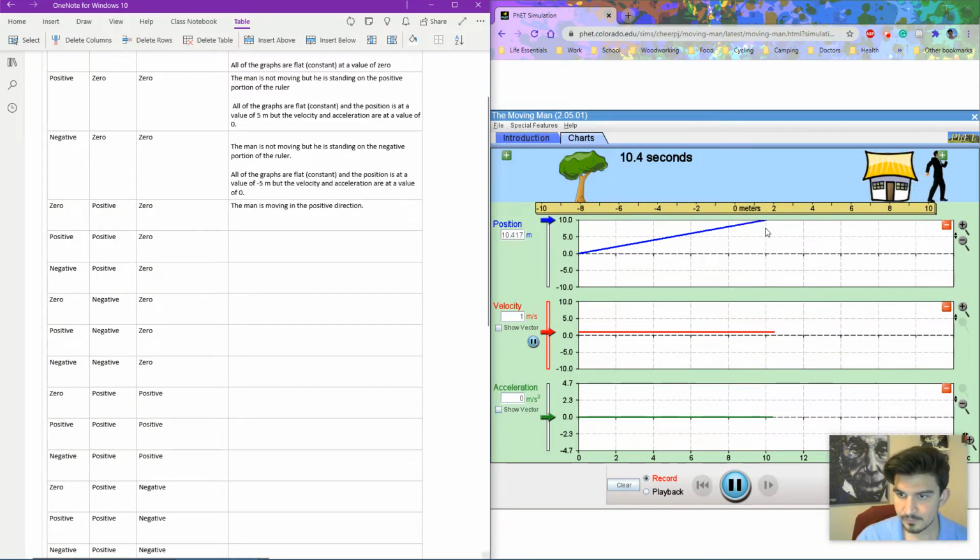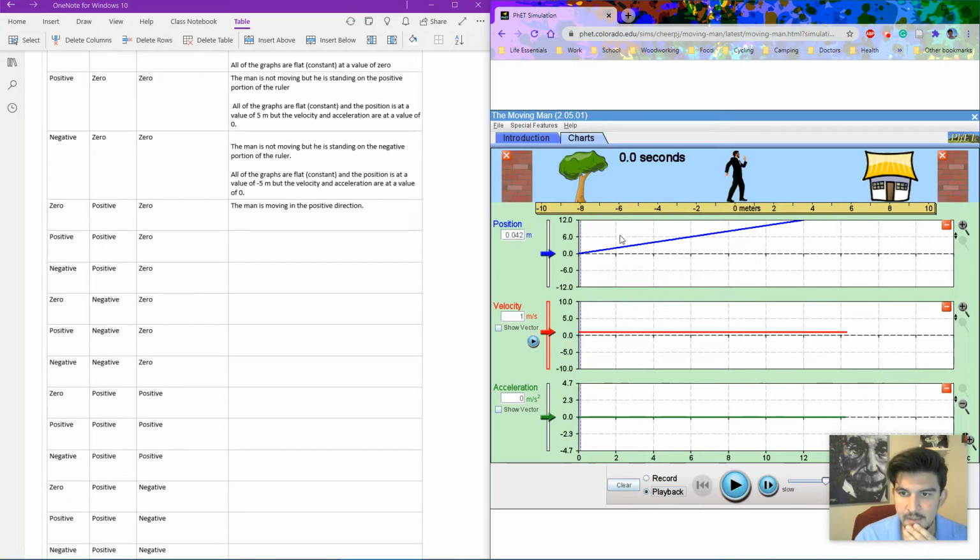Okay. And as he keeps going past 10, we see our graph keeps climbing. If I zoom out, you can see it goes up to 12, and it'll just keep going. Okay. Now, if I play it back, one of the things to note is the position graph has a y-intercept of 0, which tells us that at time 0, when our clock says 0 here, he was at the 0 position on the ruler. But our velocity was always 1. So from the very beginning, he was moving.